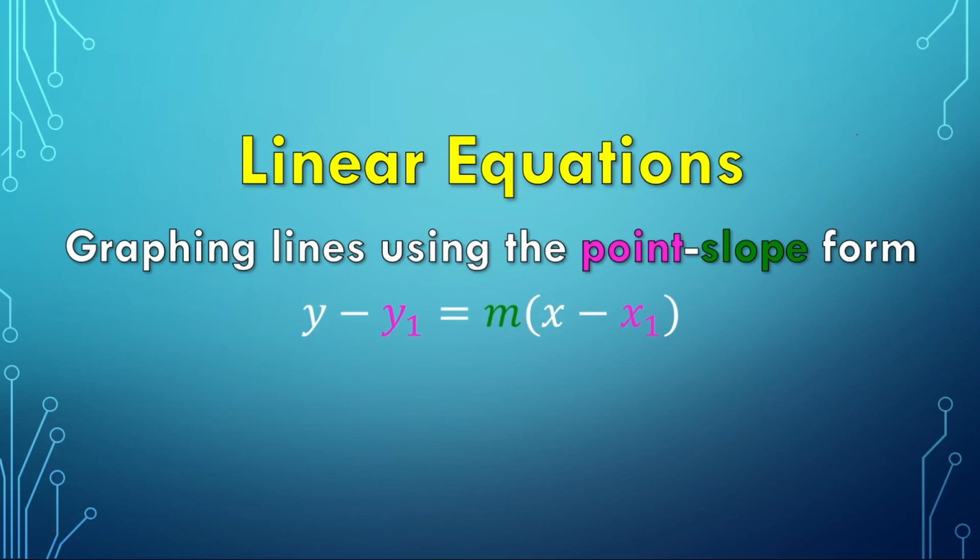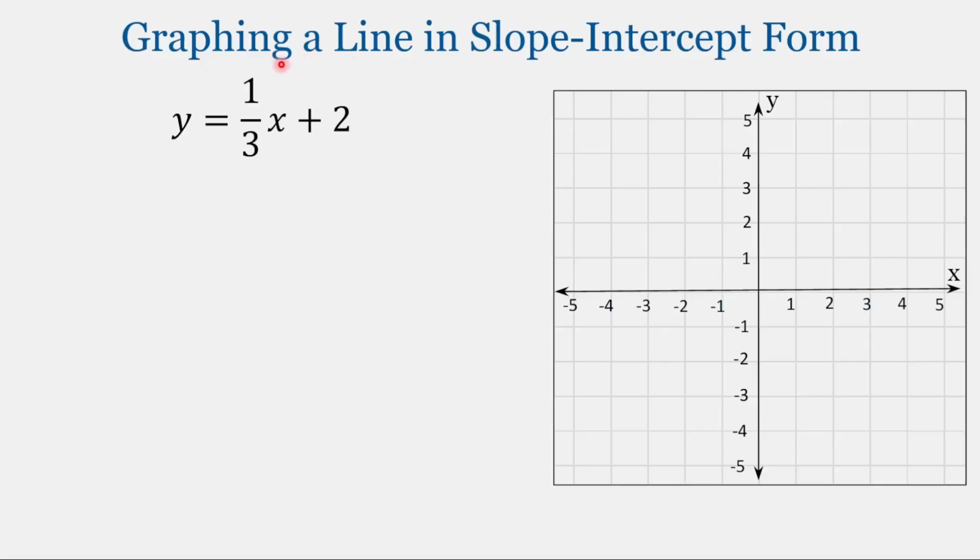Today we're going to practice graphing lines written in point-slope form. So let's get started. Let's start with a review of graphing lines when they're written in slope-intercept form. We discussed this previously, and I'll put a link to that lesson in the description.